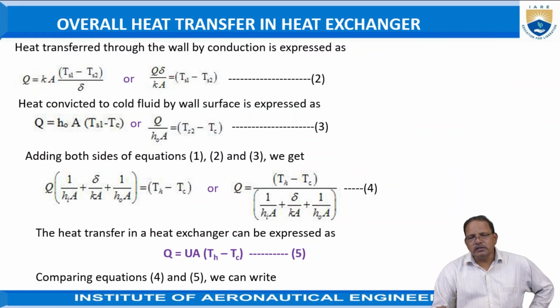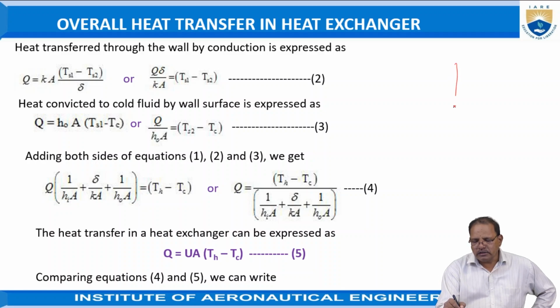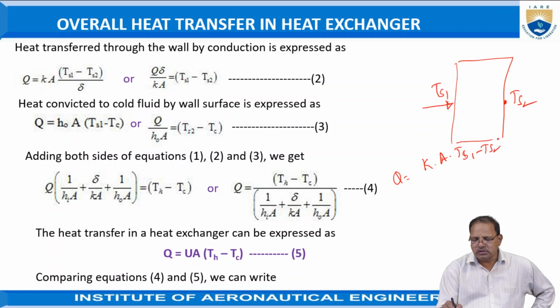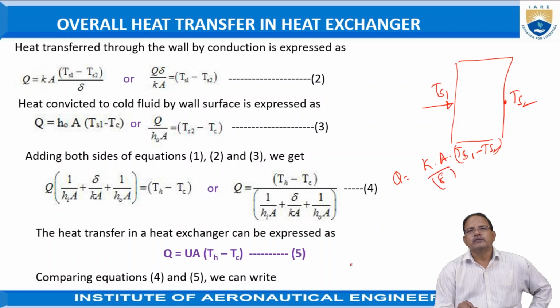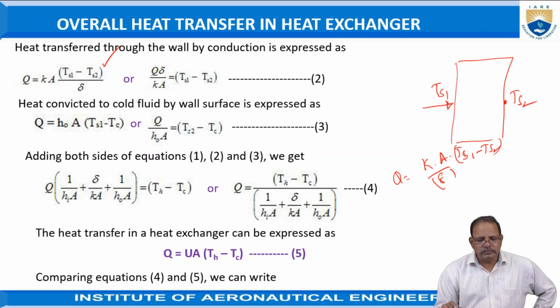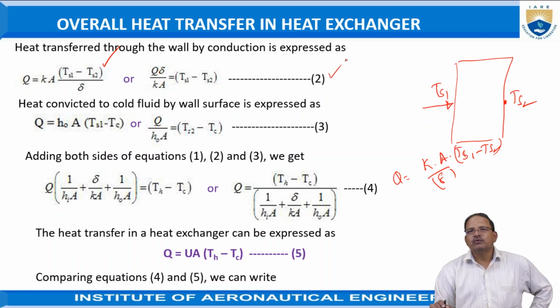Similarly, the amount of heat energy flowing through the wall, from the wall at temperature TS1 to the outside temperature TS2, this process is called the conduction process. It is given by the equation Q is equal to K into A into TS1 minus TS2 divided by the length delta. This can be modified as Q into delta divided by K into A is equal to TS1 minus TS2. This is equation number 2.